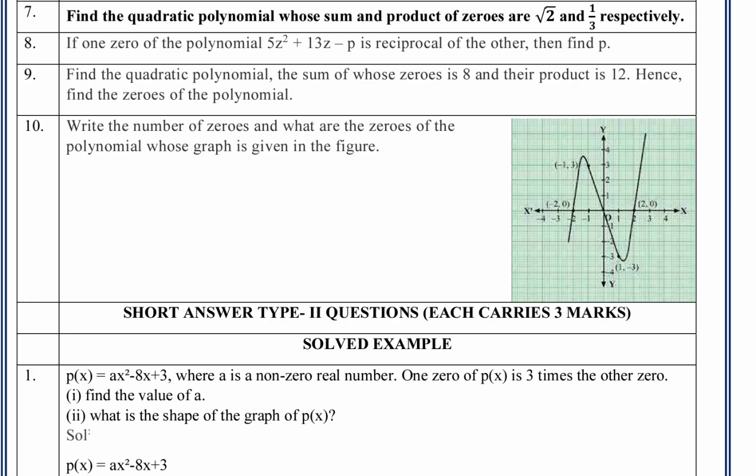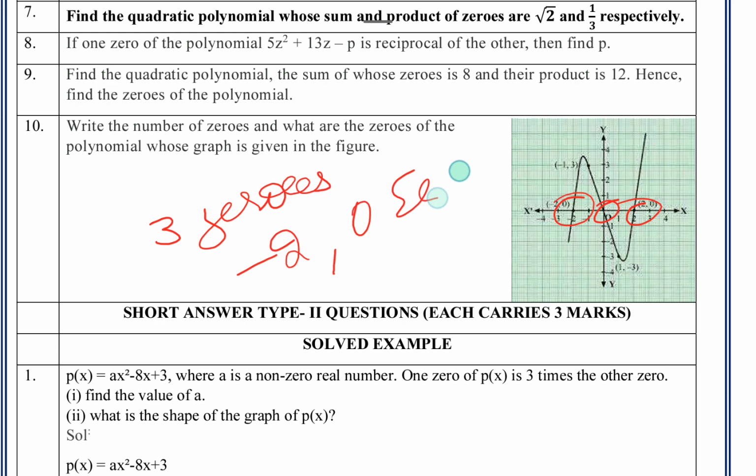Then we are further moving towards the next question. Write the number of zeros and what are the zeros of the polynomial whose graph is given in the figure. How many zeros are there? We can see 3 points. It touches the x-axis at 3 points. So there are 3 zeros, at minus 2, 0 and 2.